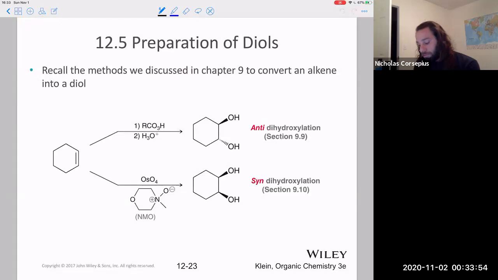Okay, and then in terms of forming our diol, so remember we learned how to name these, but we also know how to form these using two different methods, either the anti-dihydroxylation, which would be using those peroxy acids. This is the peroxy acid, and then followed by acid, H3O+, or we could use the osmium oxide, or another way to do this was with the potassium permanganate, right? And that would be a syn dihydroxylation.